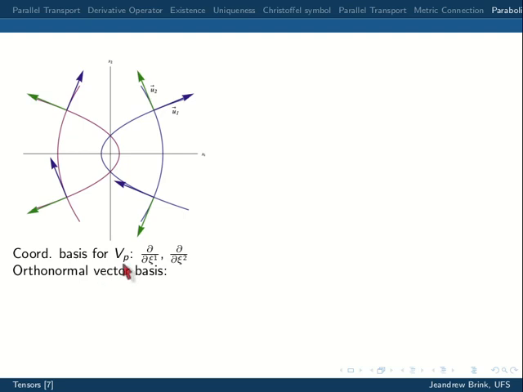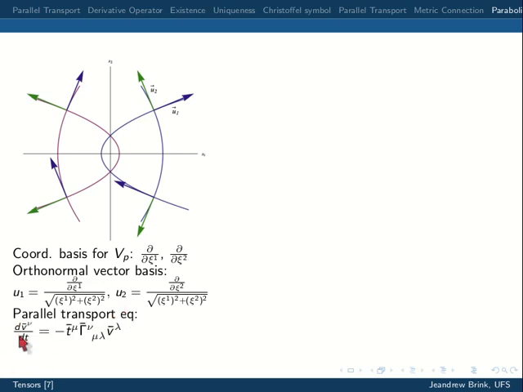And remember, we said we had a coordinate basis, then an orthogonal vector basis was just that, where we made sure that the inner product of these things is 1 if you dot them with themselves, and 0 if you dot them with each other. And then our parallel transport equation is once again dv^mu/dt equals minus t^nu gamma^mu_{nu lambda} v^lambda. And so let's write them out.